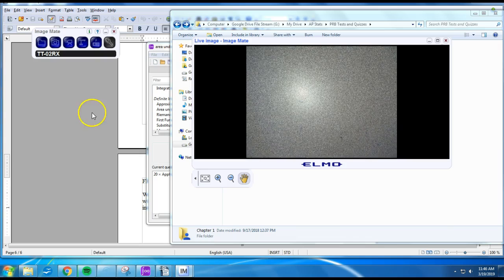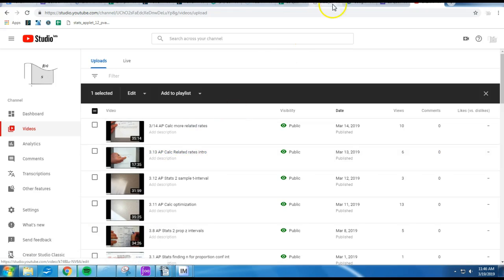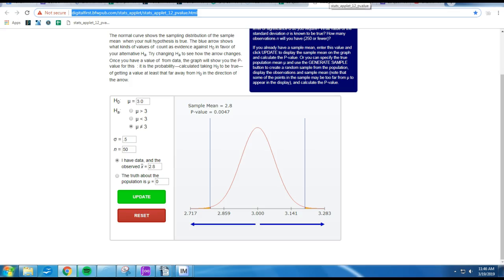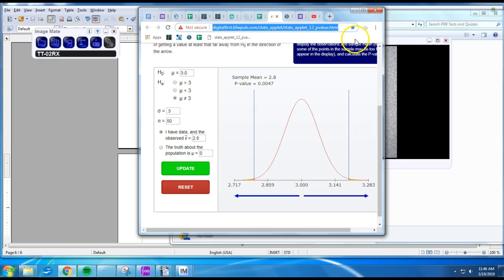Try it. I have a web page on the computer that I want to show you too. So this is what we were just talking about. Let's say 1200 SAT, that's my claim.